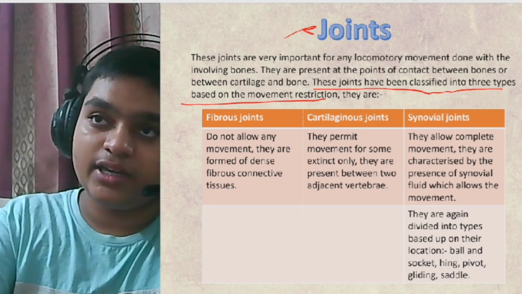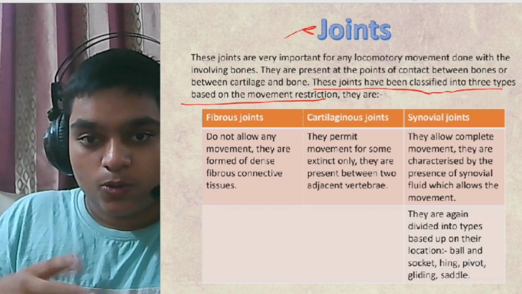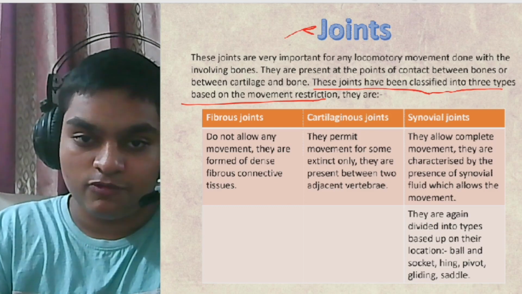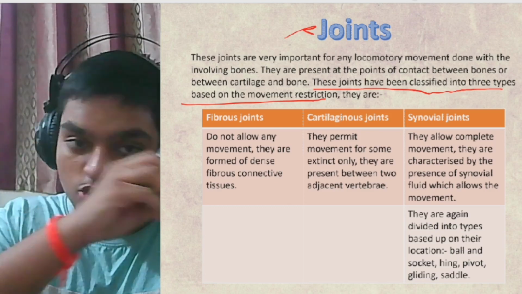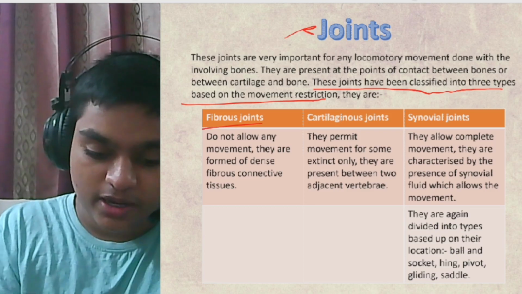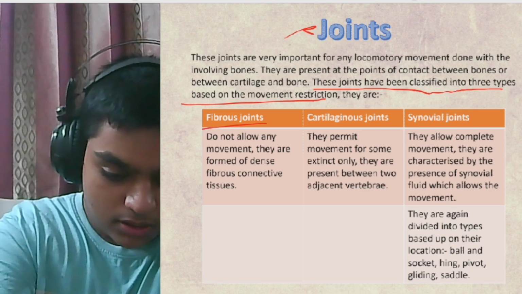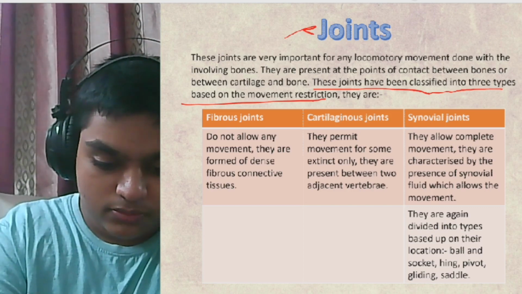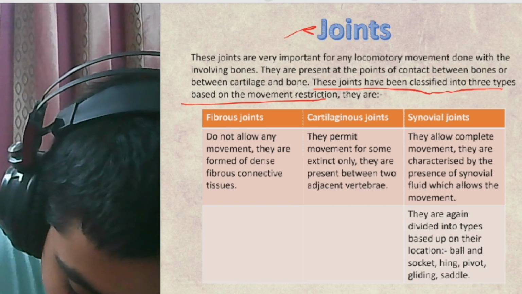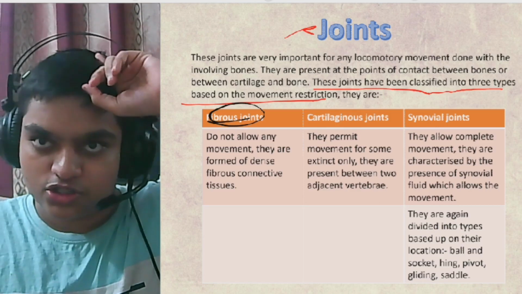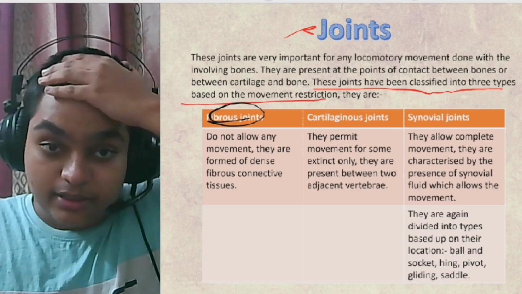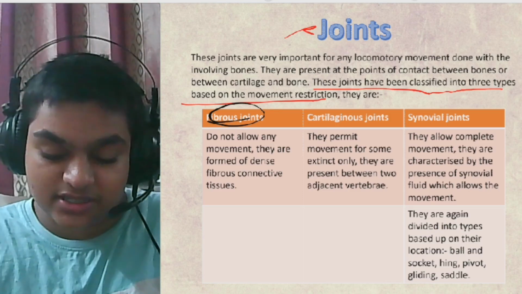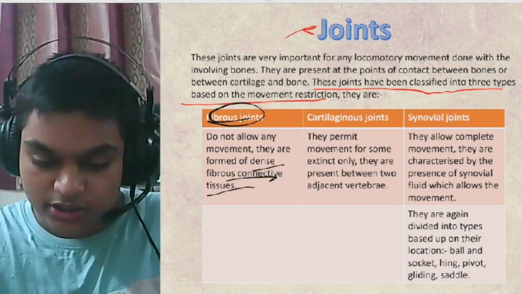Either they can allow whole movement, or they will not allow any movement at all, or they permit a little movement. So the joints which do not allow movement at all are called fibrous joints, and these fibrous joints are found in the sutures. We have already seen this when discussing the sutures of the cranium. These fibrous joints are present there. These are made up of dense fibrous connective tissue.